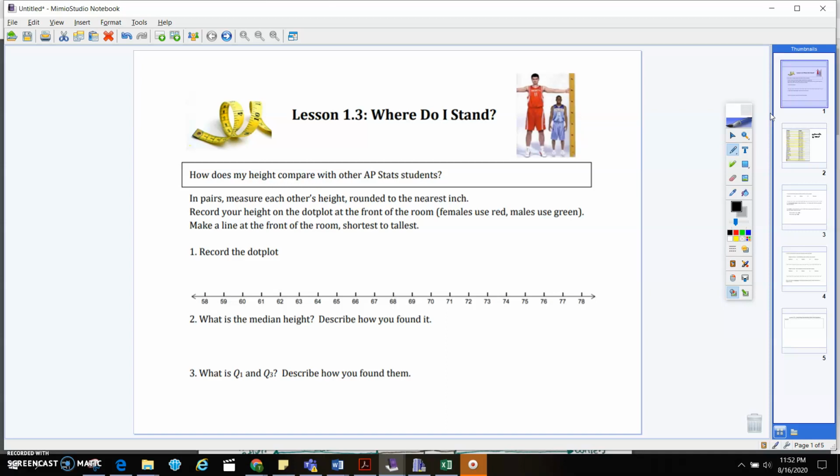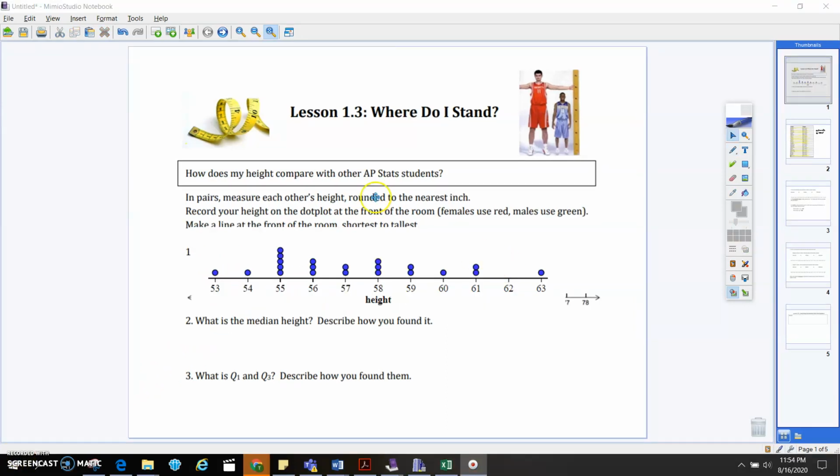Anywho, so what we're going to do is we're going to create a dot plot based off of that information. And then we're going to find the median, find the Q1, Q3. So the first thing I'm going to do is create that dot plot. So I'm going to use Statplet, and I'm going to post that up here in just 1 second.